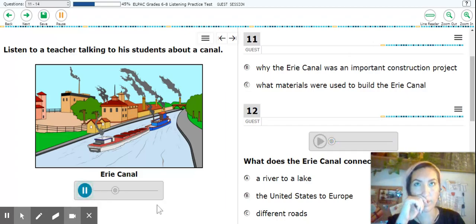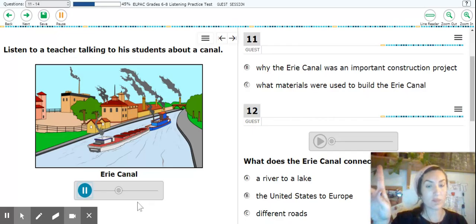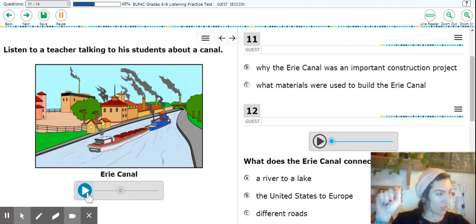So which bodies of water does the Erie Canal connect? Well, the Erie Canal is a really long canal. It connects the Hudson River in eastern New York all the way to Lake Erie. That's over 300. Okay, wait.